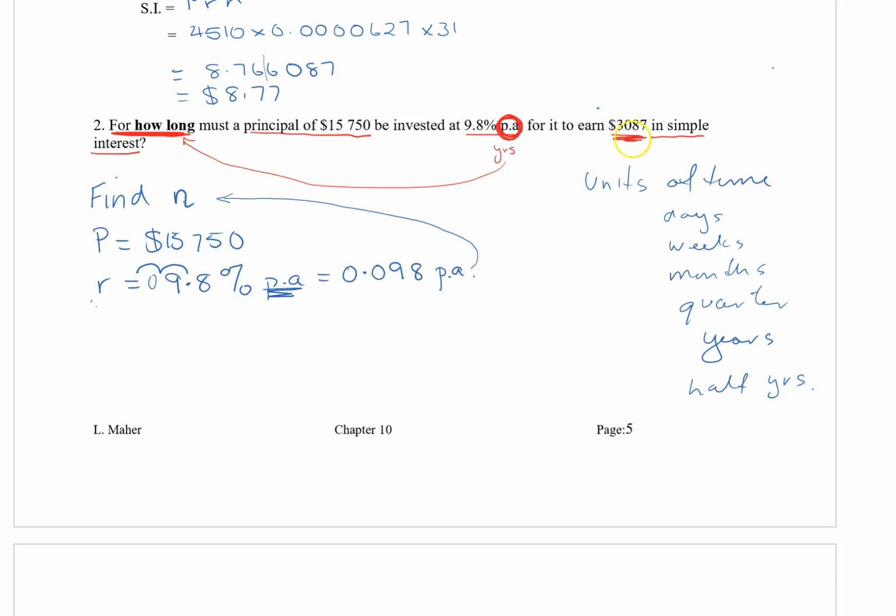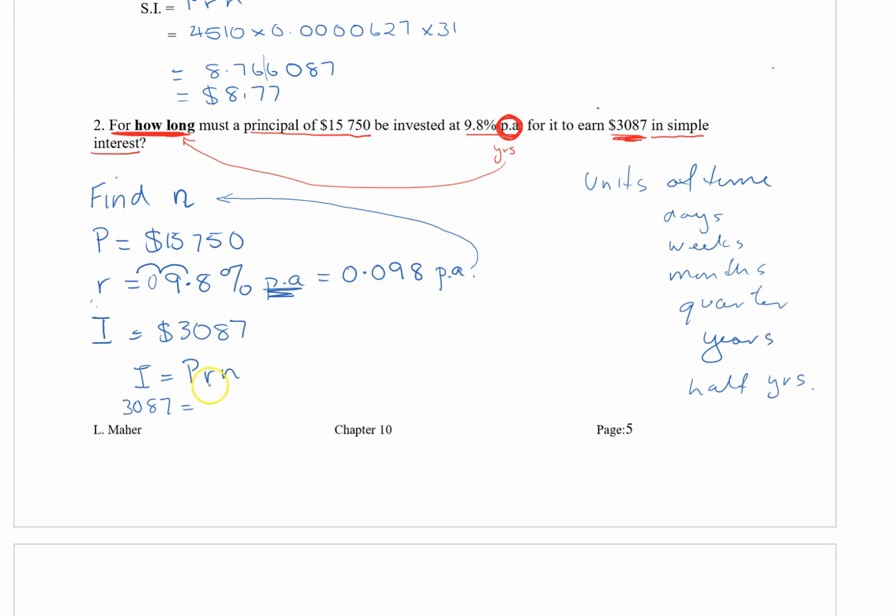For it to have earned, so we know the interest is 3,087. Okay, write the formula. Was another instruction given. I equals PRN. That was back in the introductory. Oh no, it was back in the notes. It was in the notes. Write the formula. What goes in this spot? Well, the value for I goes in that spot, 3087.